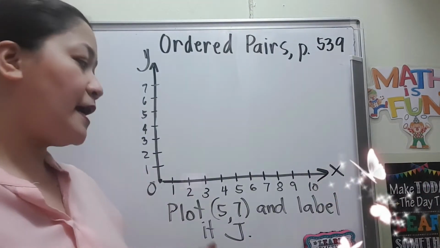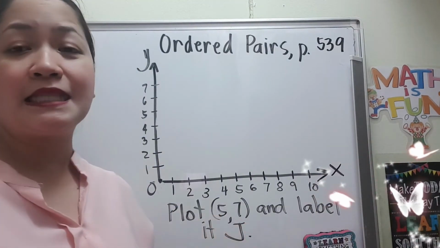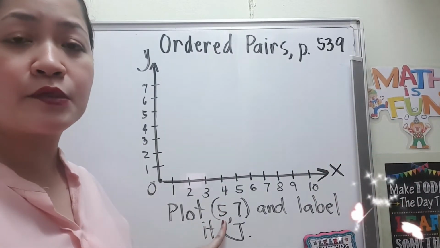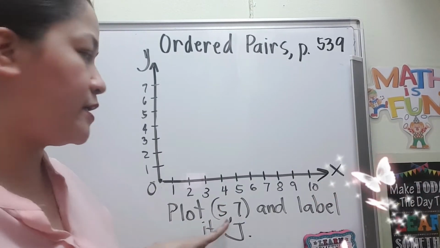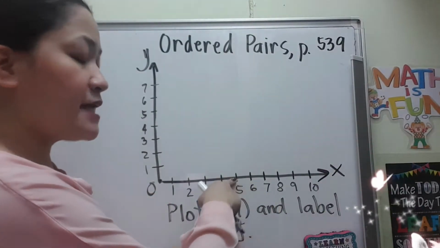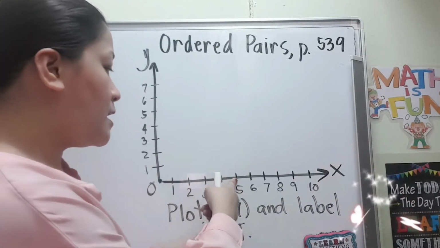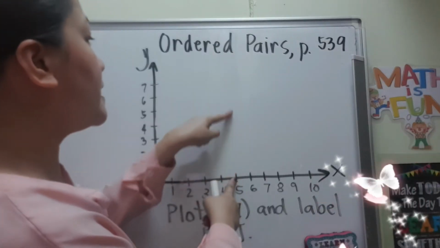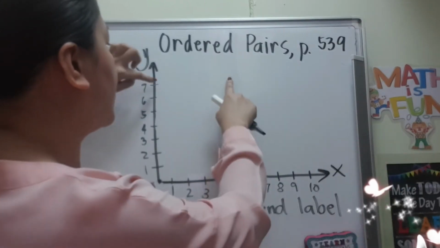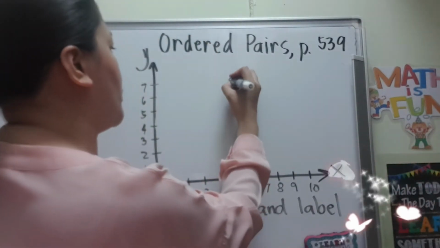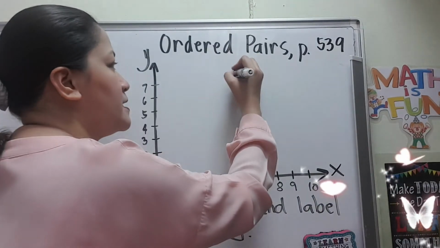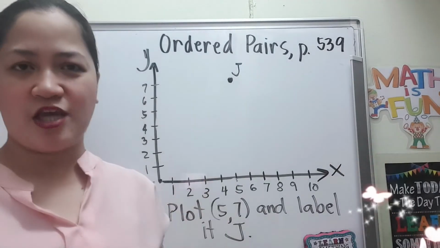Suppose we are asked to plot 5, 7 and label it J. Again, the first number, or the first coordinate, is the x-coordinate. So we will look at 5. And then 7, which is the y-coordinate. That means we will go 7 up. So 5 and then 7, they will meet at this point. We should label it J. So that means it is point J.